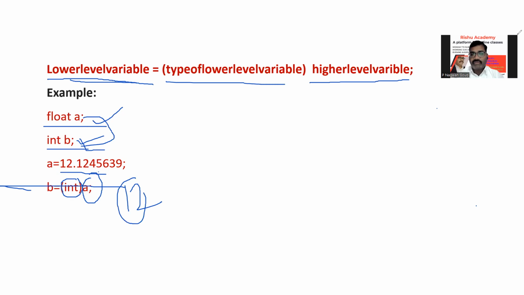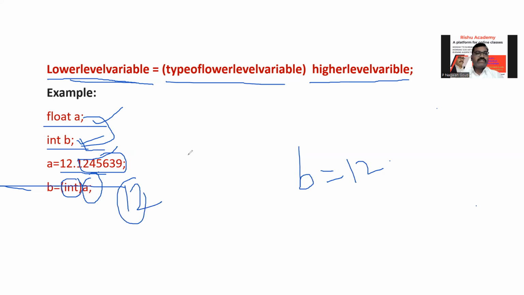Now, what is the value of B? The value of B is 12. But the actual value is 12.1247. So there is a loss of the decimal point. So there is a loss of data. This process is called demotion. That is, converting higher order variable into lower order variable is called demotion.